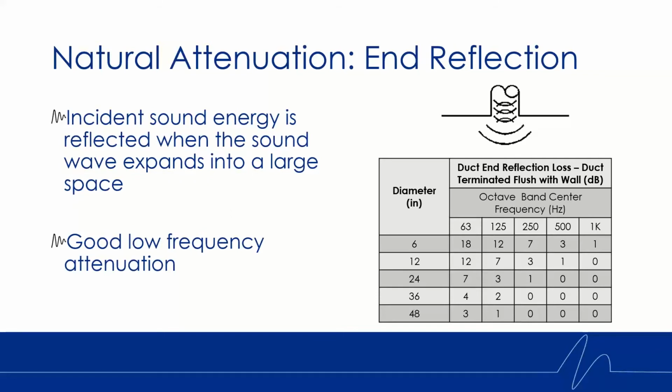And lastly, there's end reflection. This is when the duct is terminating through a diffuser. The sound energy expands very rapidly from inside the small duct into the space. When that rapid expansion of the sound wave happens, there's a little bit of incidental reflection, and we can get some pretty significant low frequency attenuation through this end reflection.